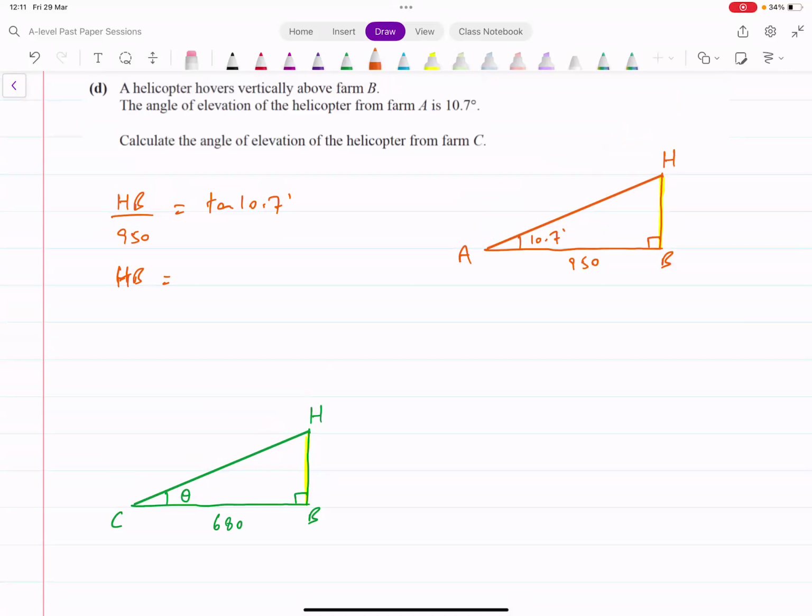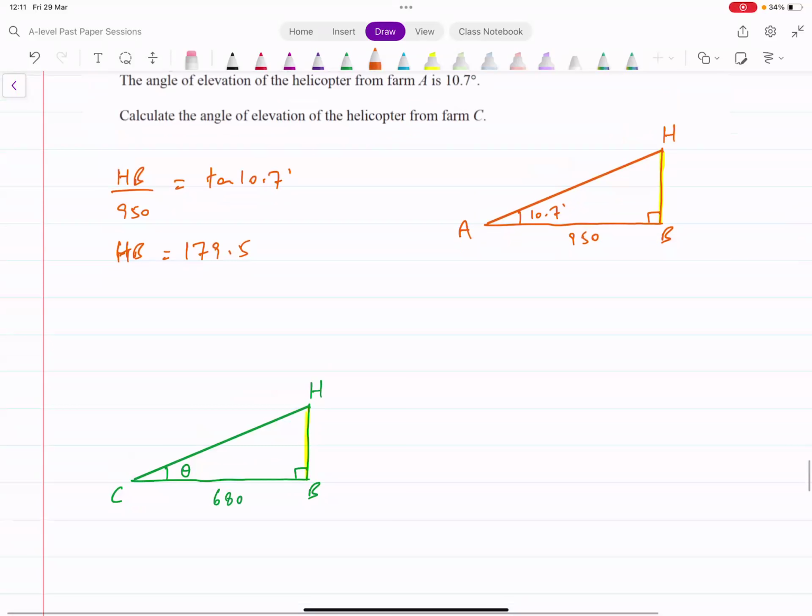And that's giving me 179.5. Now use that here. This is 179.5 now. Again, use tan here. You say tan theta should equal 179.5 divided by the base, which is 680. And that should give you the value of theta.